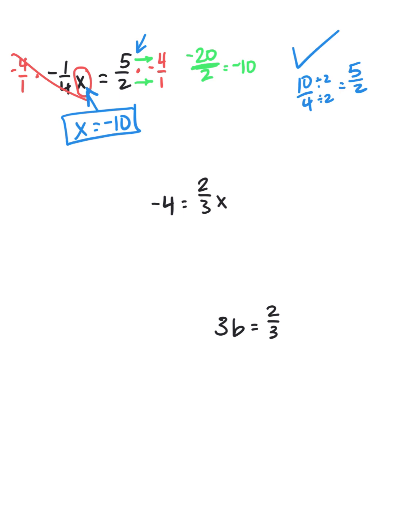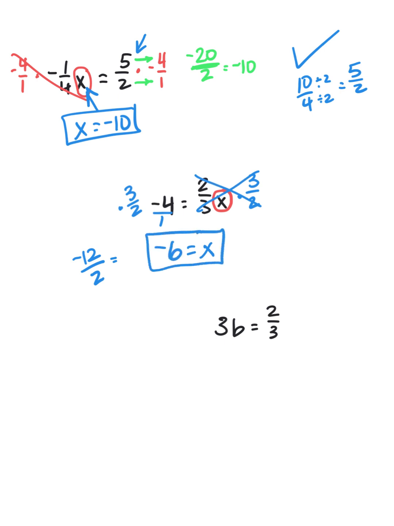Next one. Again, there's your variable. We want to get it by itself. It's being multiplied by 2/3. We're going to multiply by the reciprocal, because that is how you divide fractions. These cancel out. We have x. In this one, we're going to multiply across. 3 times -4 is -12. 2 times 1 is 2. And -12 divided by 2 is -6. So that is our answer here.